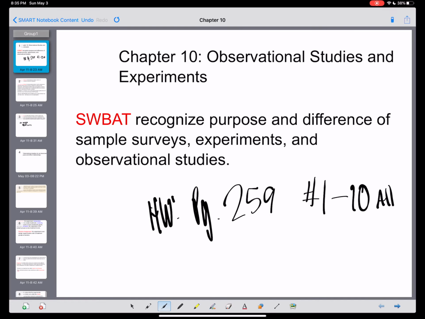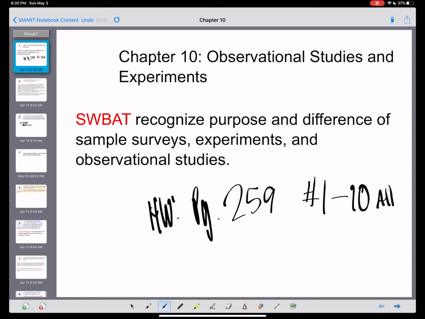All right, guys. This is going to be the next page of your notes. This is chapter 10. It's going to be the last chapter before our test slash project. I haven't really decided what I want to do with that yet, but we're going to move on.